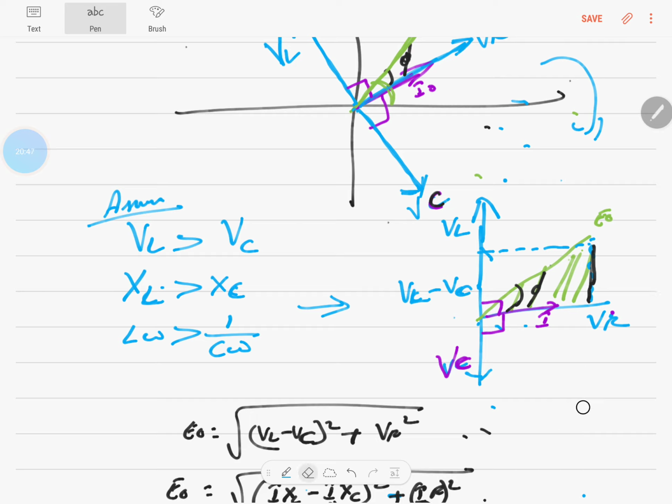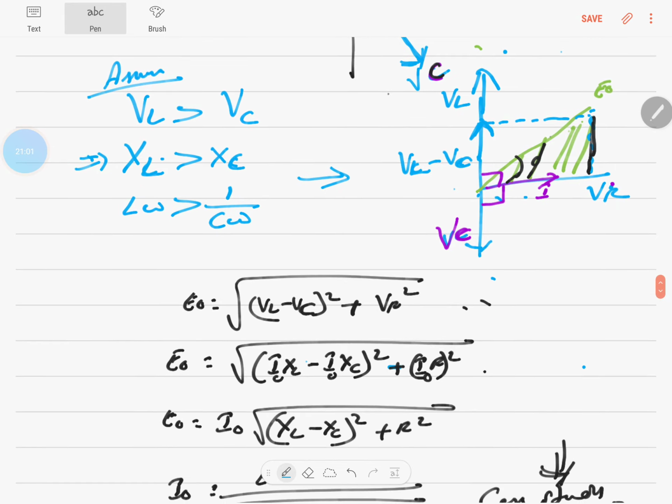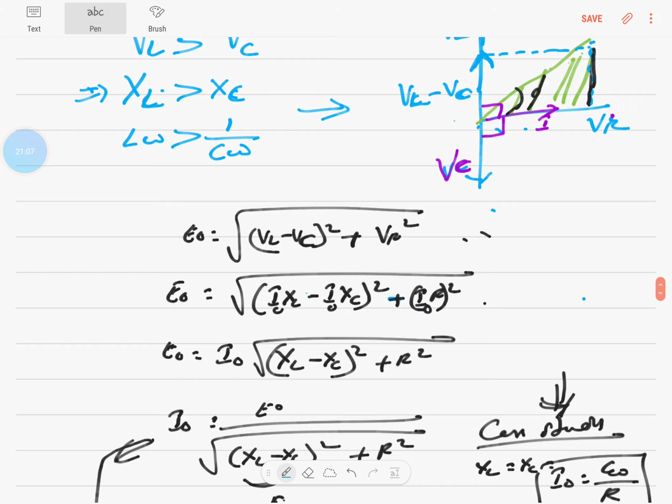So in order to avoid that, you can consider that VL is larger than VC, or XL is greater than XC, so that you get a vector which is VL minus VC here, and the resultant E will be root of (VL minus VC) the whole square plus VR square. I can substitute I0 into XL minus I0 into XC the whole square plus I0 into R the whole square, where I0 can be taken out common: (XL minus XC) the whole square plus R square.